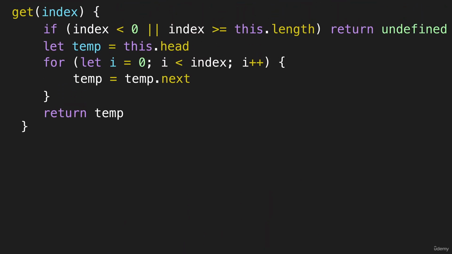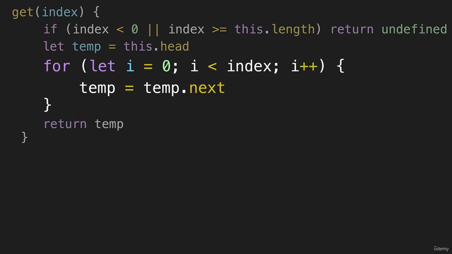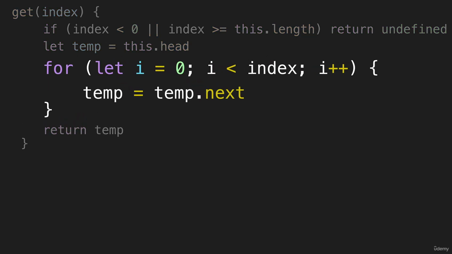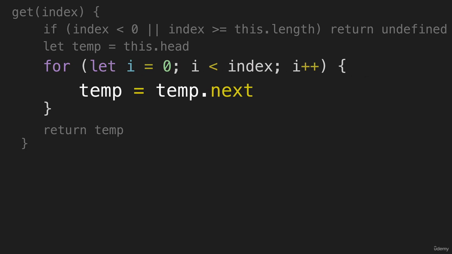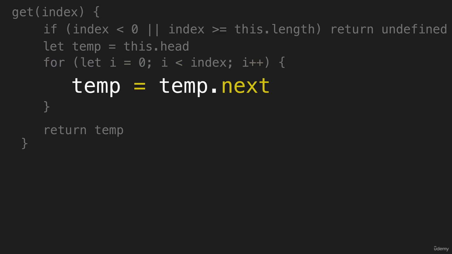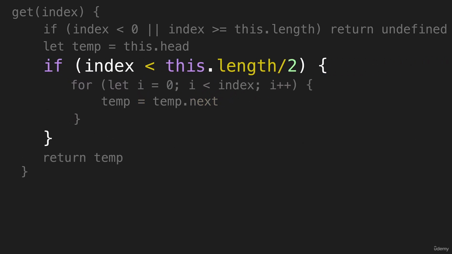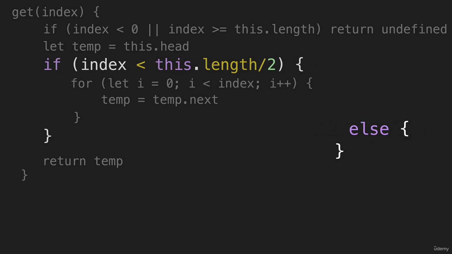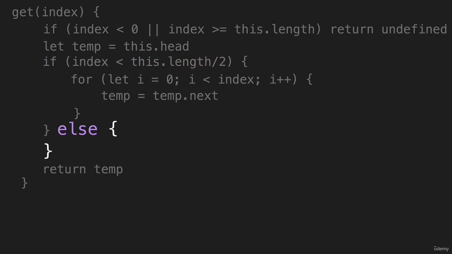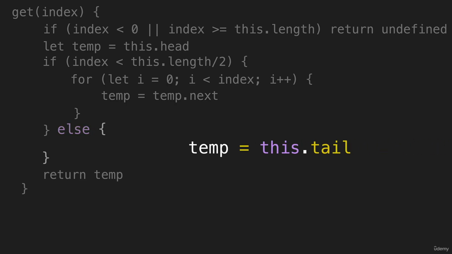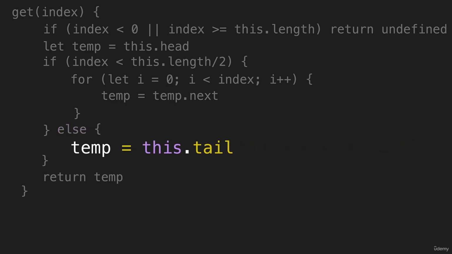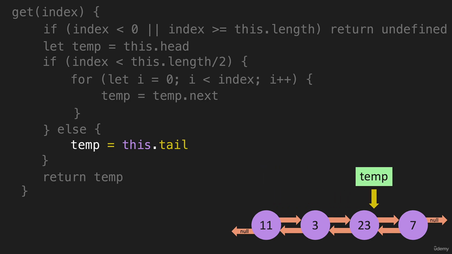So let's bring back our code here and we're going to optimize this. So this for loop, we only want to use this if we're in the first half of the list, because this just moves forward by going temp.next. So we're going to wrap this with an if statement that says if the index is less than the length divided by 2, in other words, it's in the first half of the list, then we will use that for loop. Else, we want to create a different for loop that goes the other way. The first thing we have to do is say temp equals this.tail. And that's going to do this and move temp to the other end of our linked list.